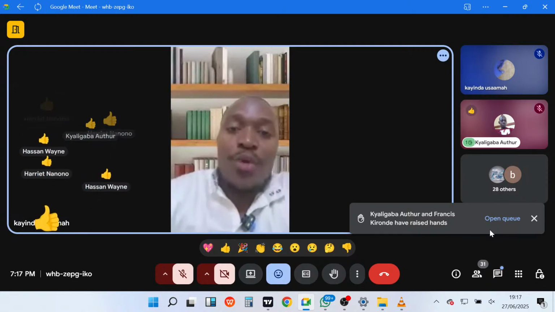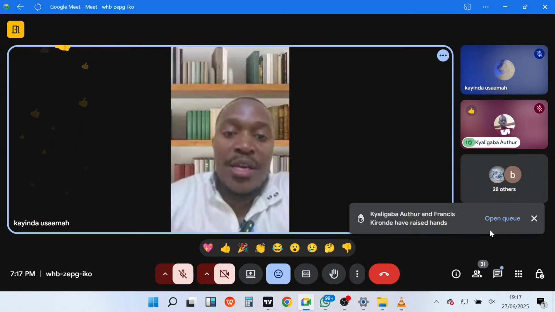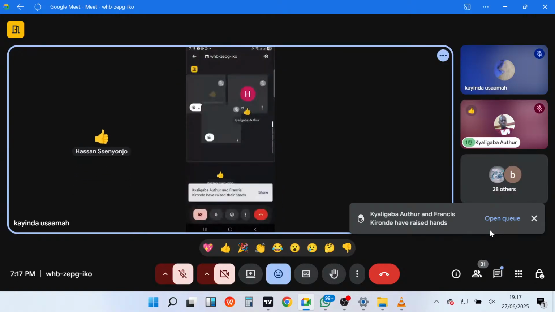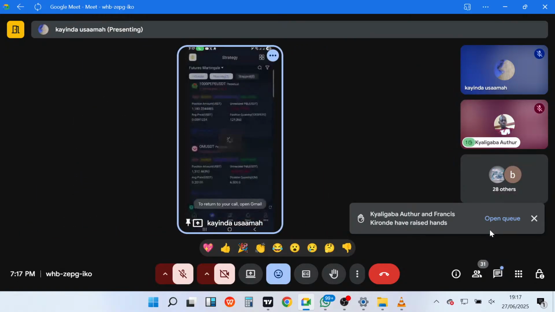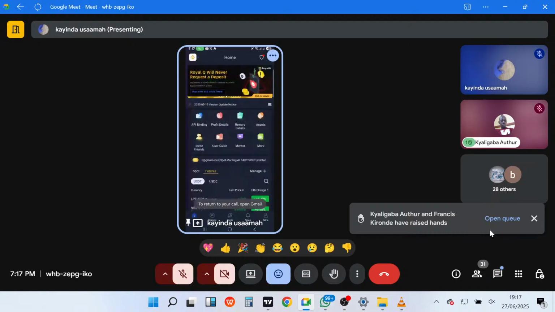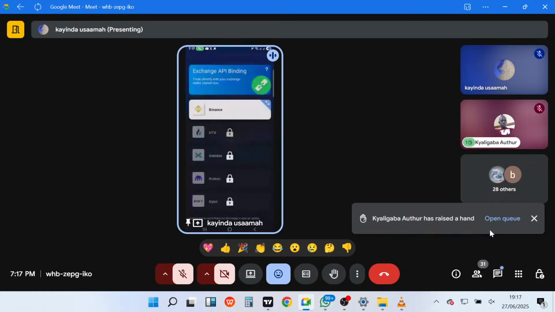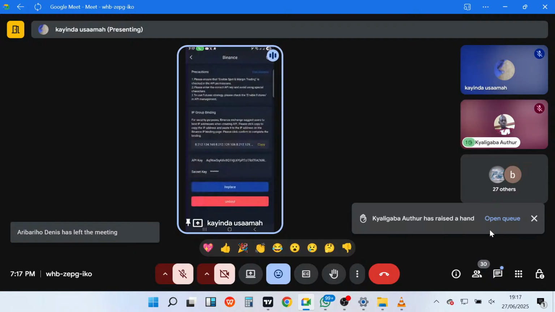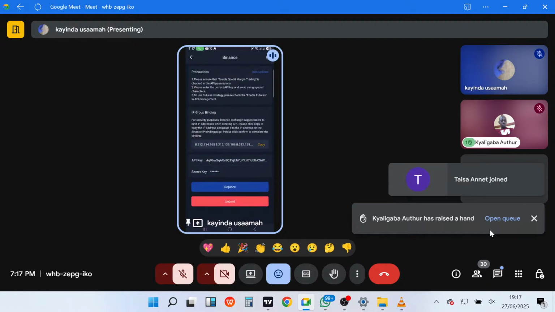Let's go. So we are going to start with the API binding. When you go to your Royal Q, remember we've been trading spot only. So if you didn't have a futures account, a Binance futures account has to be activated first. Are we clear? It's not there by default. You activate it first.